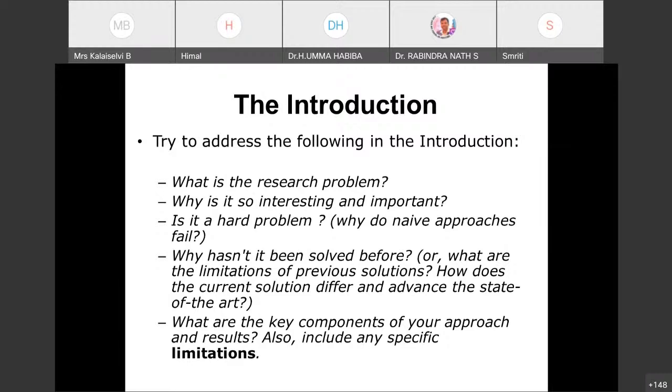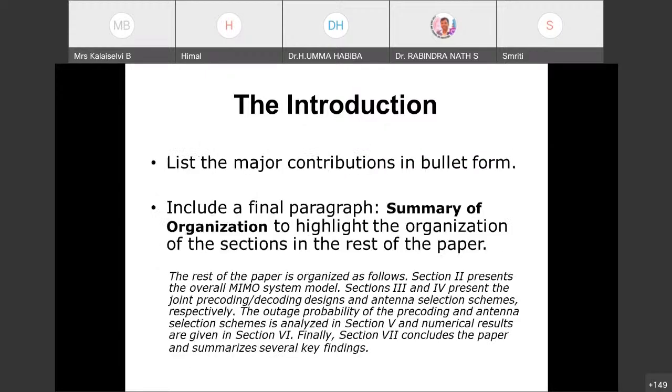And finally, don't be afraid to include any specific limitations of your research or related to this work in the introduction as well. So basically the contributions can be listed as bullets, right? If you check certain journal papers, you can see them introduced as bullets, right?